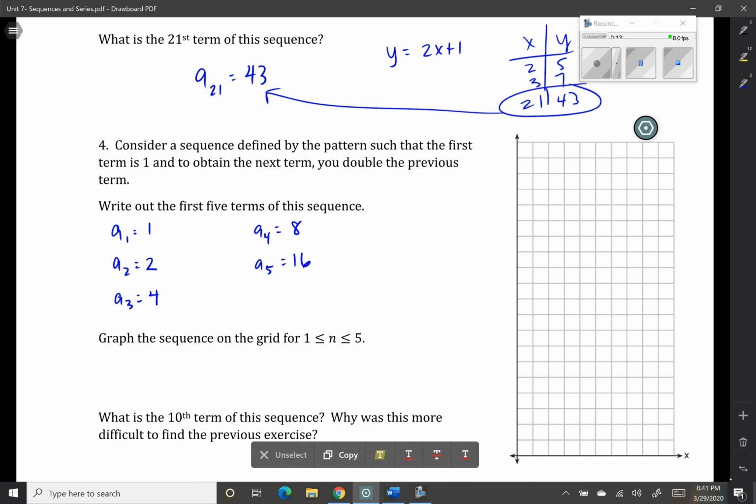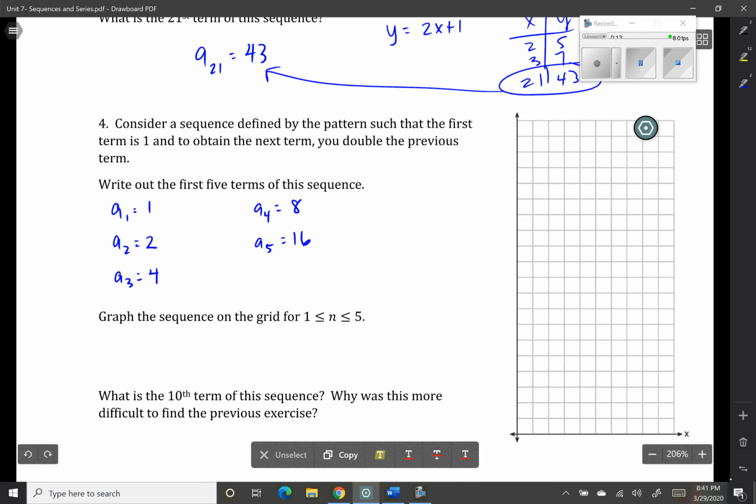So let's graph our sequence. You're going to notice this one's going to look a little different. So I have (1, 1). I have (2, 2). I have (3, 4). I have (4, 8). And I have (5, 16). Again, resist the urge to connect those points. We're not connecting points here. We're creating a sequence, so it's just a bunch of points. That's all we're creating.